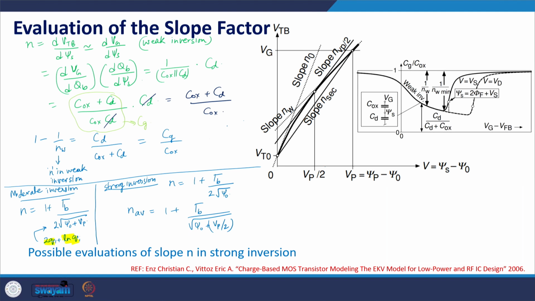So, in this lecture, we discussed ways to extract the slope factor, and we discussed an appropriate value of slope factor in weak inversion, where you can extract the slope factor for a given gate voltage using the linear relationship between the surface potential and the gate voltage. And we discussed how to extract it for the strong inversion regime.